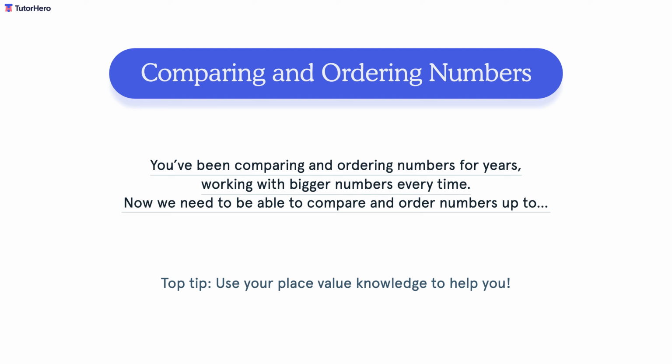Comparing and ordering numbers. You've been comparing and ordering numbers for years, working with bigger numbers every time. Now we need to be able to compare and order numbers up to 10,000. But with these skills, you'll soon be able to compare and order numbers in the millions. Top tip: use your place value knowledge to help you.